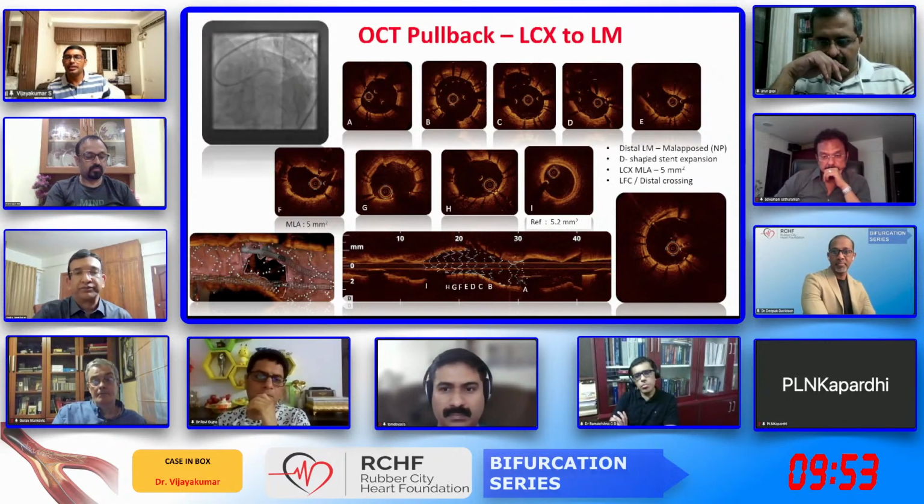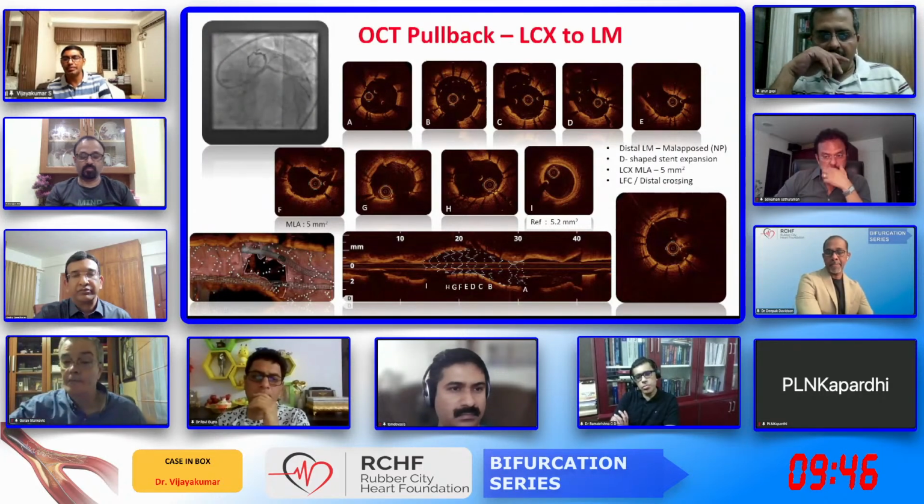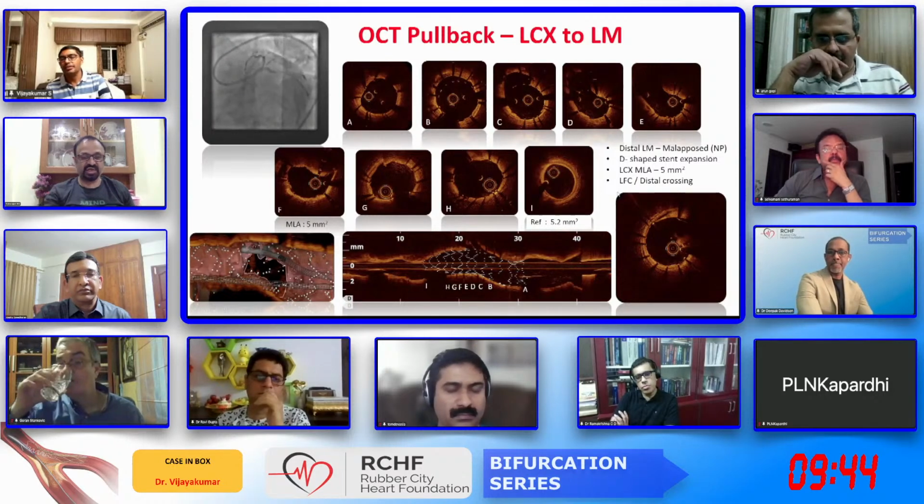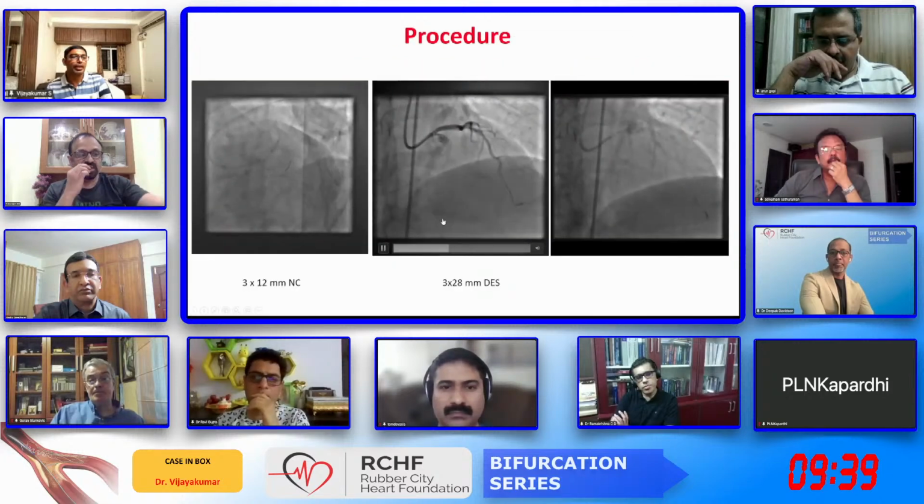And this is what we got: distal left main malapposition, stent struts, and nodular protrusion, D-shaped stent expansion. LCX MLA is 5 mm square, and a link-free carina type and distal crossing. That's the observation from this OCT.